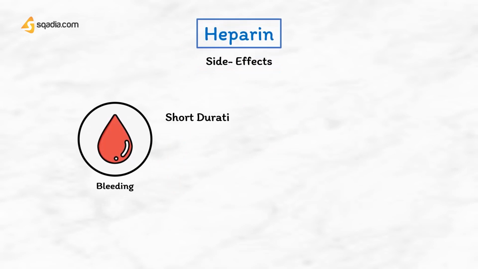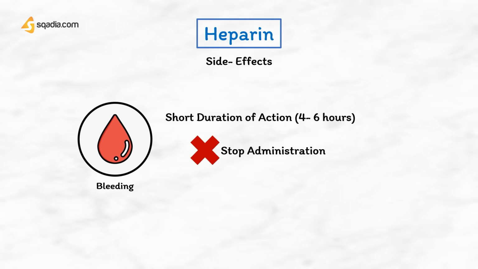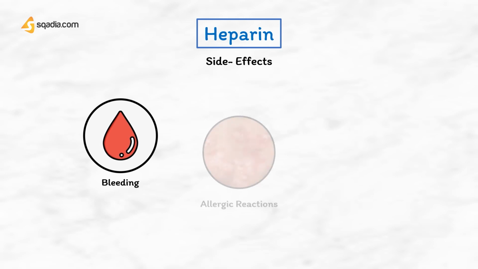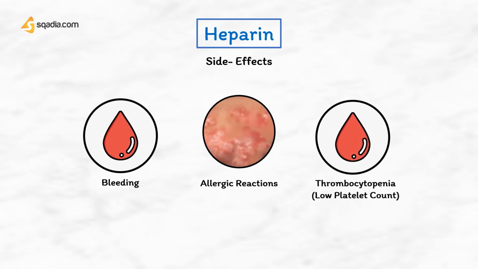Because it has a short duration of action, 4 to 6 hours, bleeding can usually be controlled by stopping drug administration. If necessary, heparin can be neutralized by the intravenous injection of protamine, a basic peptide that combines with the acidic heparin. Aside from excessive bleeding, heparin occasionally causes allergic reactions and thrombocytopenia.